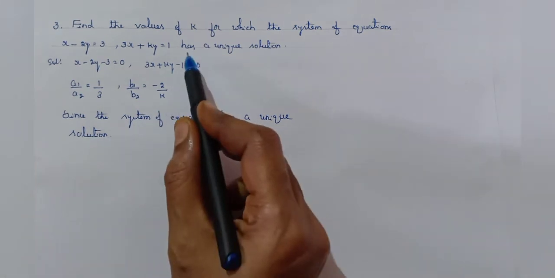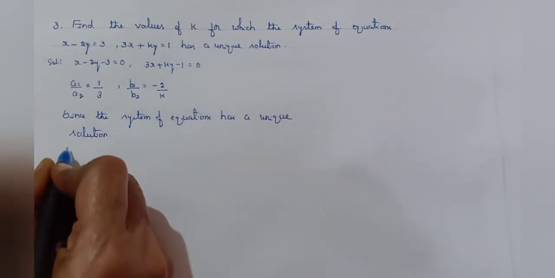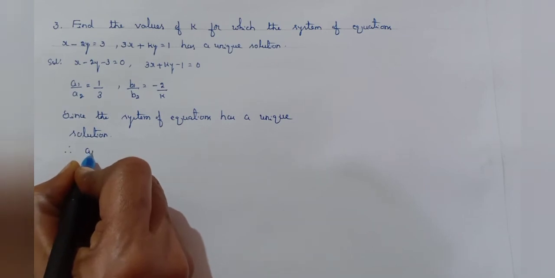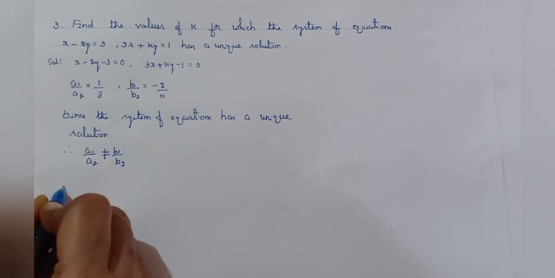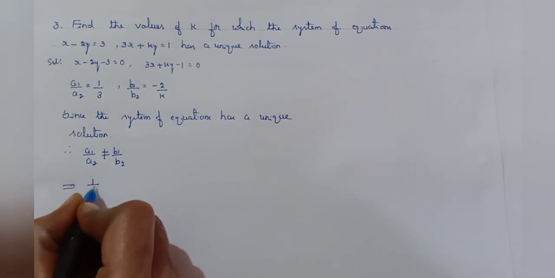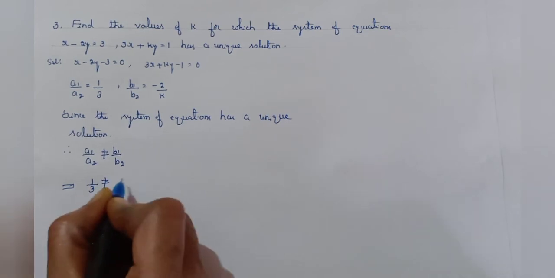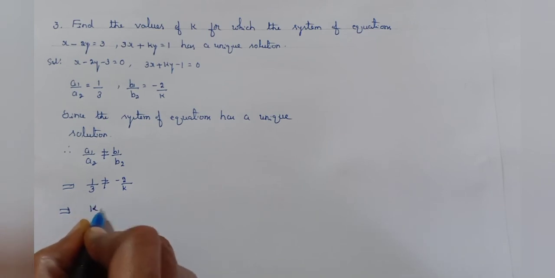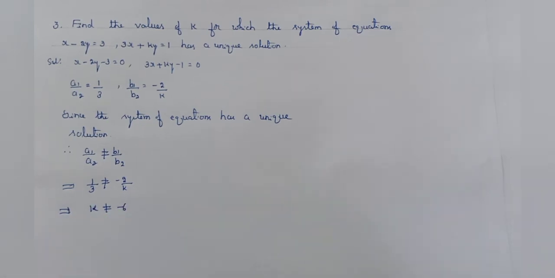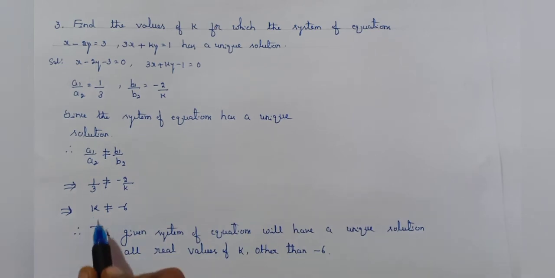So since the system has a unique solution, therefore the ratio A1 by A2 is not equal to B1 by B2. So A1 by A2 is 1 by 3 is not equal to minus 2 by K. Then K is not equal to minus 6. Since K is not equal to minus 6, therefore the given system of equations will have a unique solution for all real values of K other than minus 6.